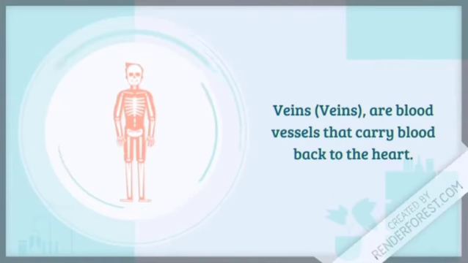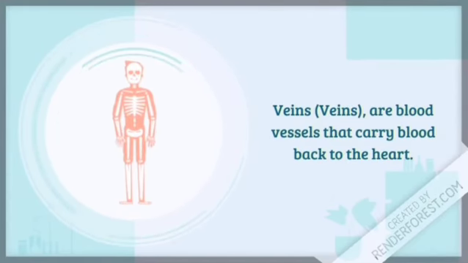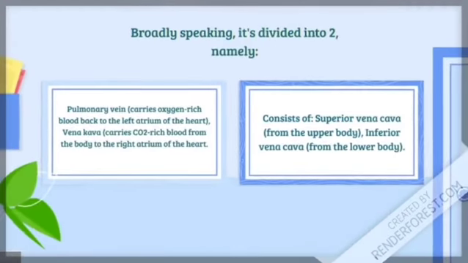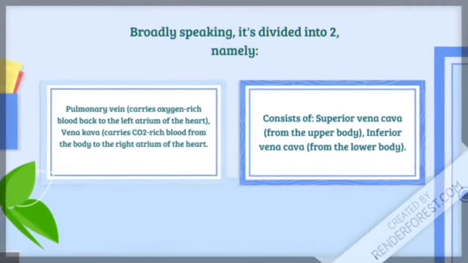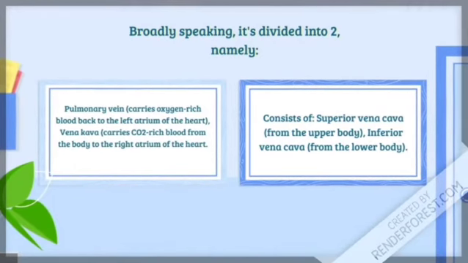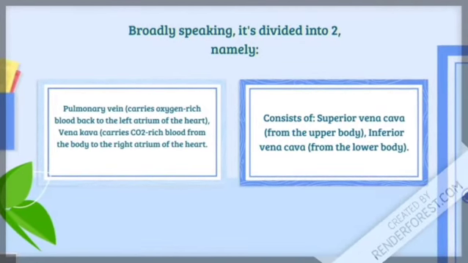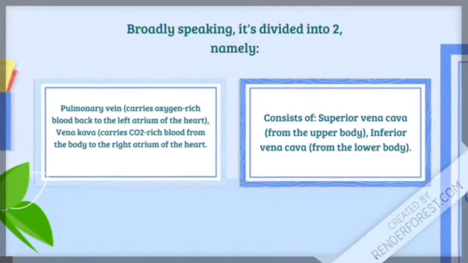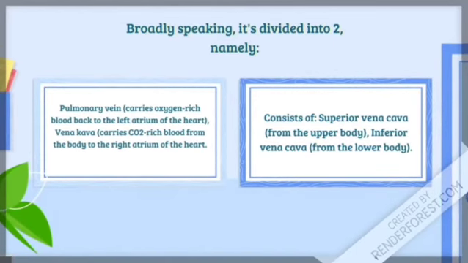Veins are blood vessels that carry blood back to the heart. Broadly speaking, they are divided into two, namely A. Pulmonary vein carries oxygen-rich blood back to the left atrium of the heart. B. Vena cava carries CO2-rich blood from the body to the right atrium of the heart. It consists of number 1, superior vena cava from the upper body, and 2, inferior vena cava from the lower body.